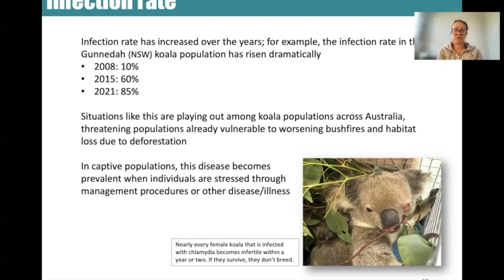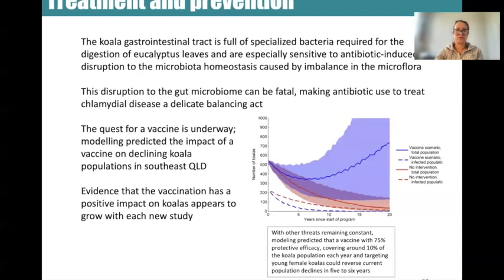Captive populations are at risk as well, and this disease does become prevalent when individuals are stressed through management or other disease and illness. So it's a pretty horrible disease, and it's affecting a lot of koalas. Every female koala that is infected with chlamydia will become infertile within a year or two. So even if they do survive, they're not going to breed, which is going to have obviously a pretty dampening effect on populations.